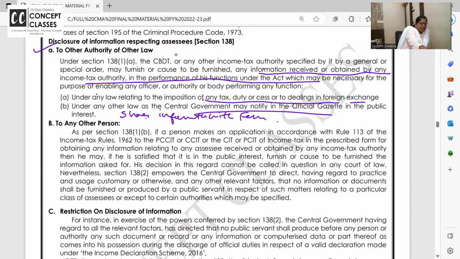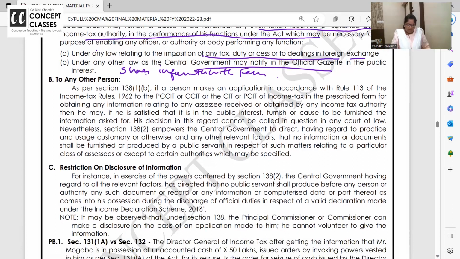ये लास्ट के पैरा सिर्फ रीड कर लो, इंपॉर्टेंट हमने पढ़ लिया. And when we solve the question answer, you will apply this knowledge of survey and search, and it's a super easy topic.